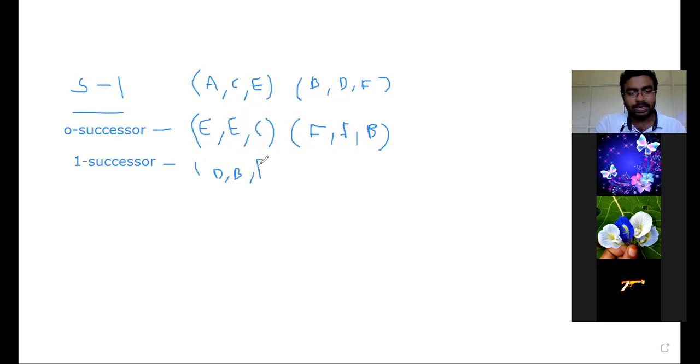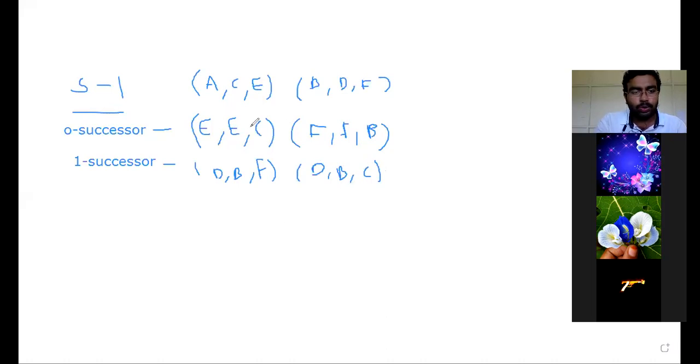Then what is the one successor of this B, D, F? B, C, sir. D, B, D, and C. Okay, students. So after writing the zeroth successor and one successor, you have to check one thing, students.